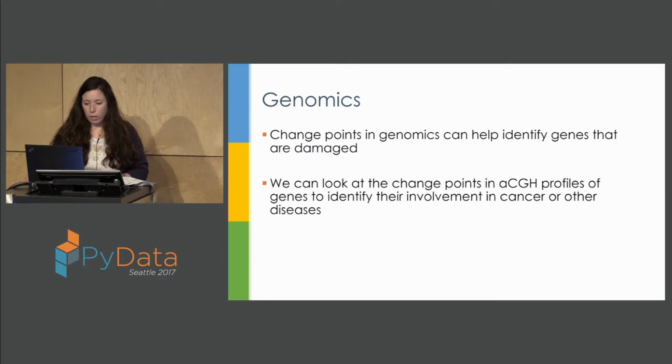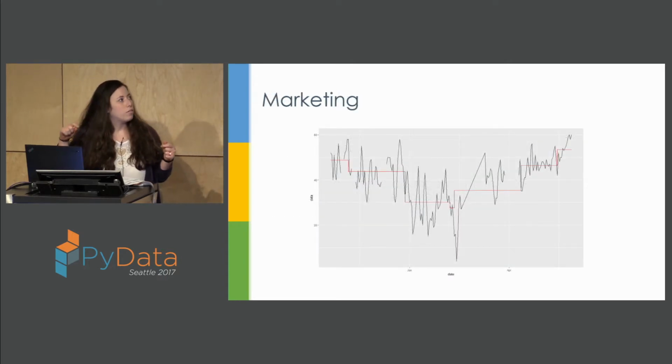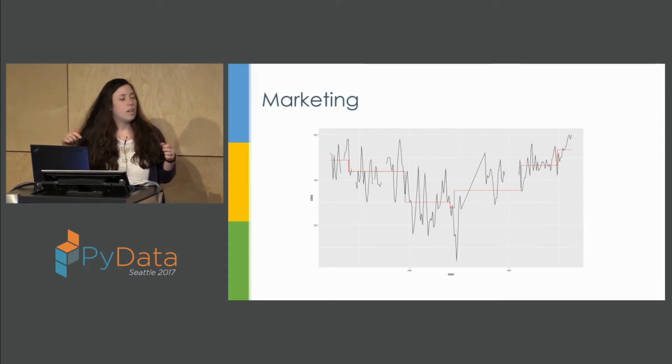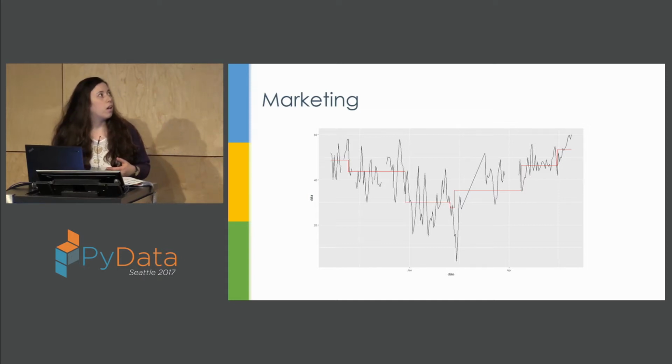And then in marketing, this is a graph of time series data and change points in the data. In marketing, we could identify things like churn or customer engagement changes. So this is very useful for areas like online retail, so we can adapt much faster to customer behavior.